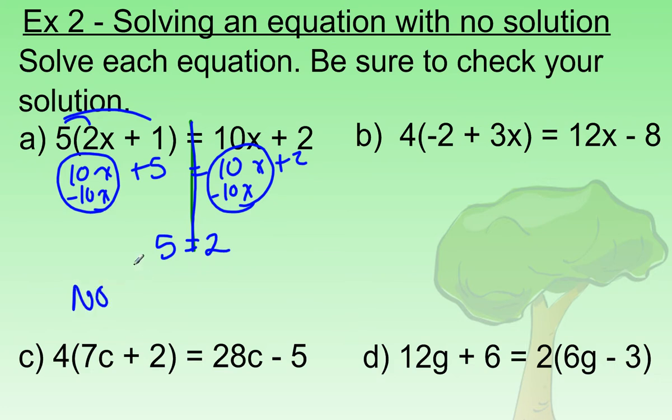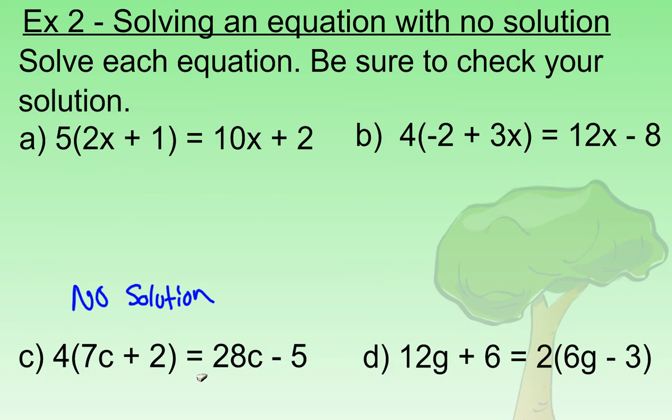No, 5 obviously does not equal 2. So this problem, we say, has no solution. There is no answer to this problem. There is not a single number you could plug in for the x to make the left side equal the right side. Well, how do you know that? How can you be sure? Well, let me show you.